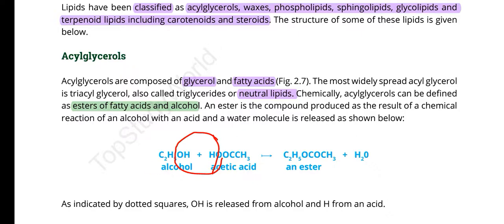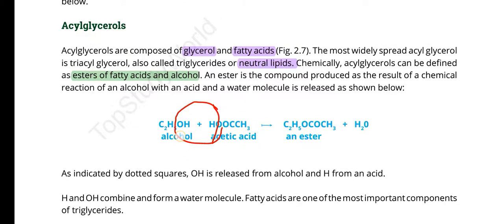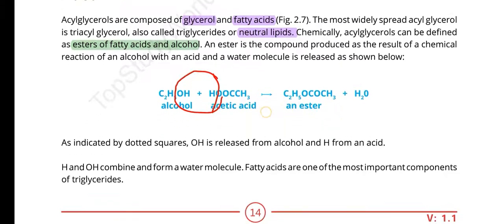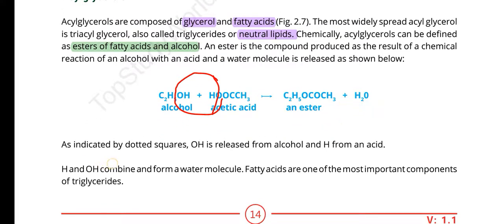So we have the example of ethanol, an alcohol, C2H5OH, and acetic acid, and the product after hydrolysis, with one water molecule removed, OH removed from the alcohol and H removed from the acid, that is acetic acid here, will be the ester and water, as indicated by the dotted square.